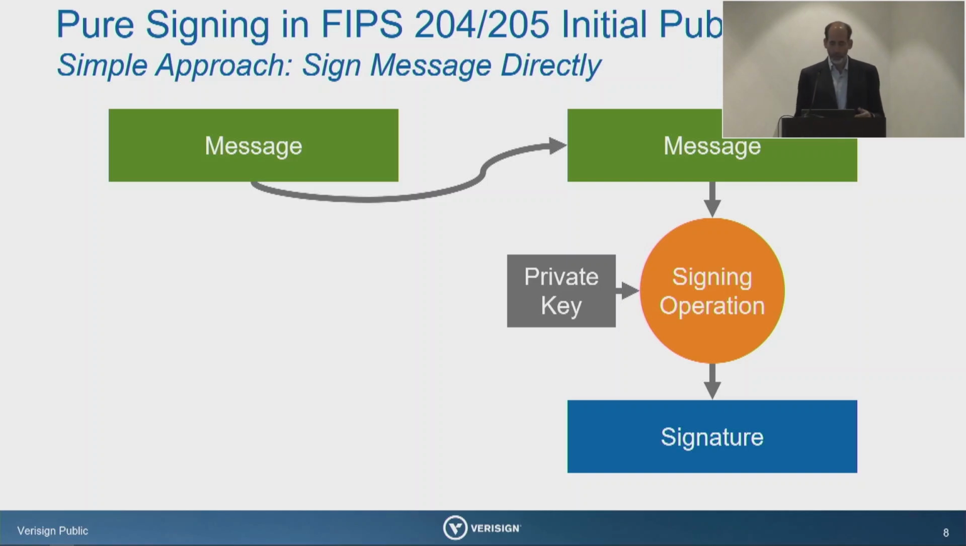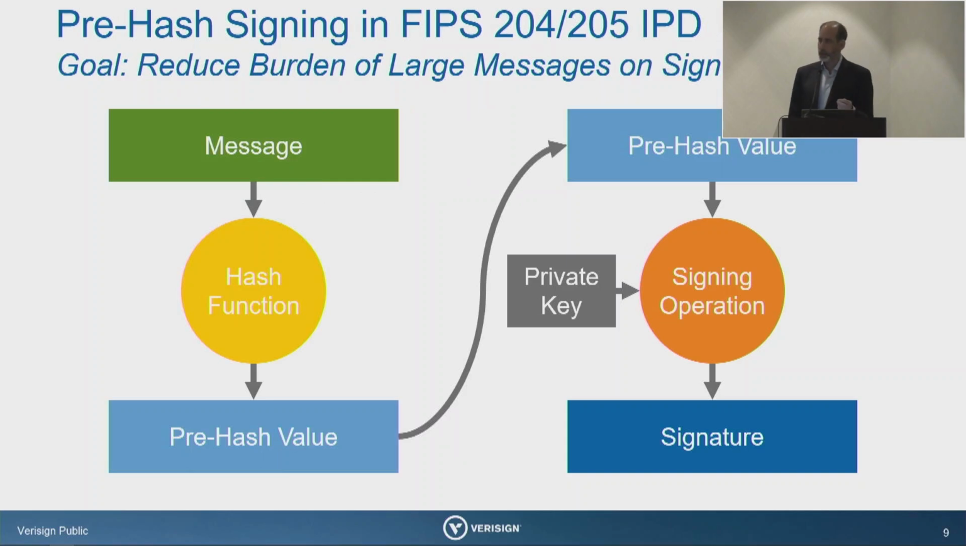So the pure mode proceeds just as we would expect. There's a message. The message is input to a signing operation together with the private key. Out comes a signature. That's all the familiar part. The pre-hash mode introduced an additional step shown here on the left-hand side where a hash function is applied first, to produce a prehash value, and then that prehash value is input to the signing operation, and everything continues from there. That's been a pattern that's used for a long time.